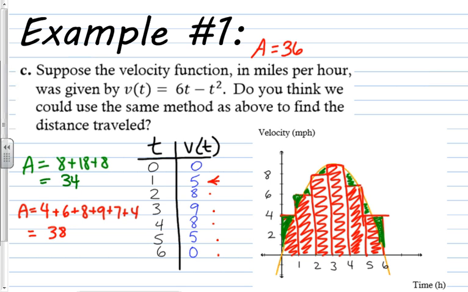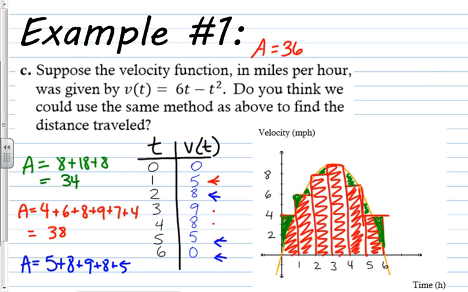I'm not using the graph, so 5. The second one is going to be 8 tall, so 1 by 8. The third one's going to be 9 tall. The fourth one's going to be 8 tall. The fifth one's going to be 5 tall. And the last one's going to be 0 tall.